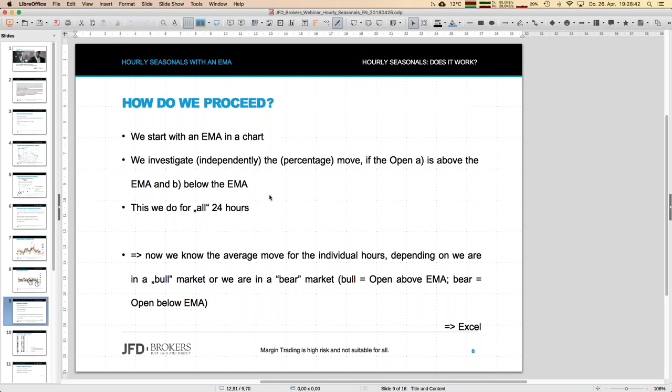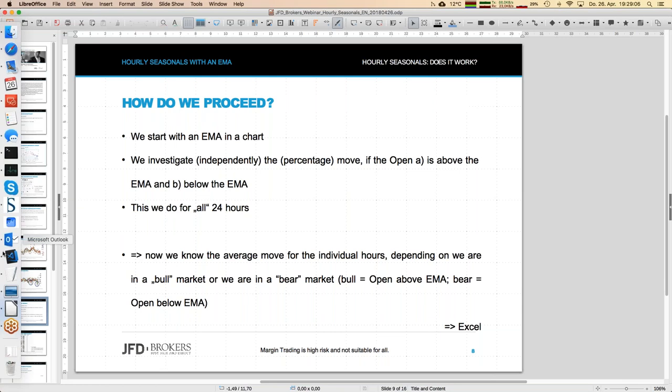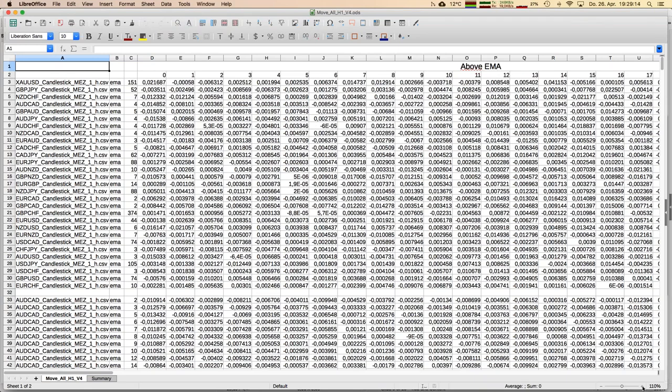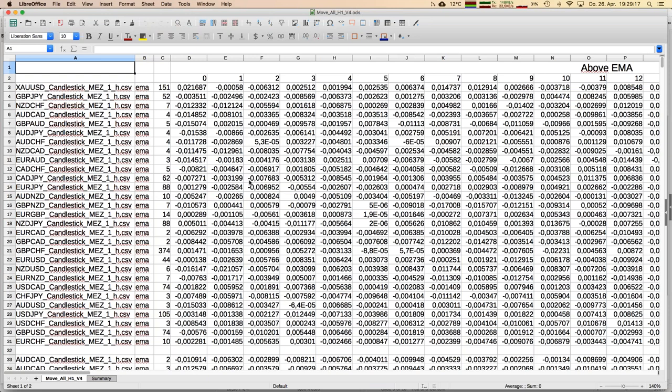The final thing we want to know is that kind of edge for a certain situation above or below the EMA, and then what is the most probable next candle? Is it a long candle or a short candle? Let me directly jump into what I have done and explain that Excel sheet. I will enlarge it a little bit, and I hope you can follow me right away.